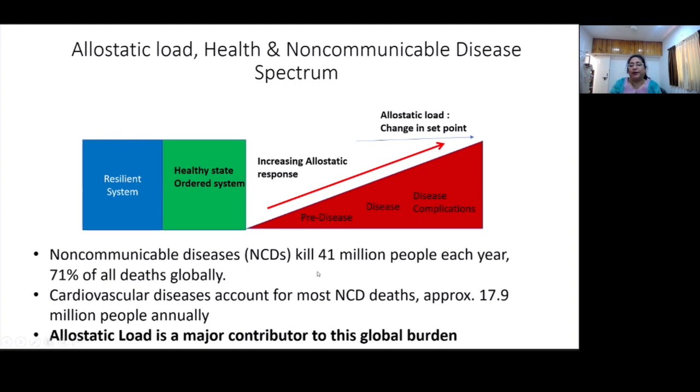About 41 million people die each year because of it, which constitutes about 71% of deaths globally. And cardiovascular diseases account for the most deaths, approximately 14 million people dying because of CVDs. Next to it are diabetes complications, cancer, and so on. And allostatic load is a major contributor to this global burden.